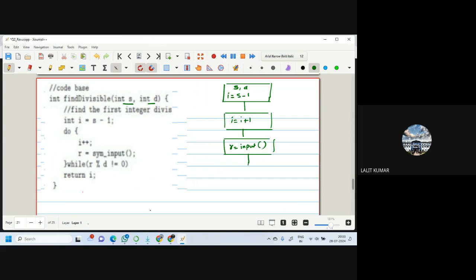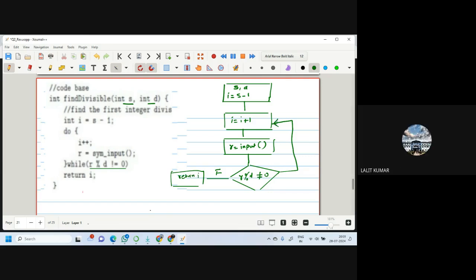While R percent D is not equal to 0. So we check the condition, R percent D is not equal to 0. If it is not equal to 0, it will go to here. If it is false, it returns I. So again, this is an infinite loop.